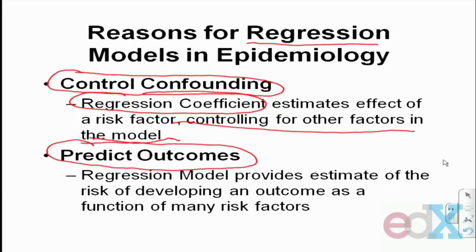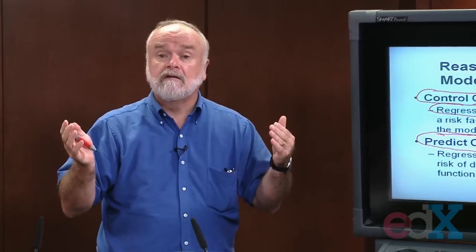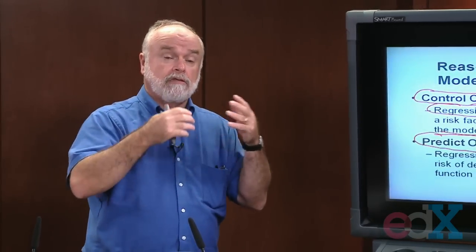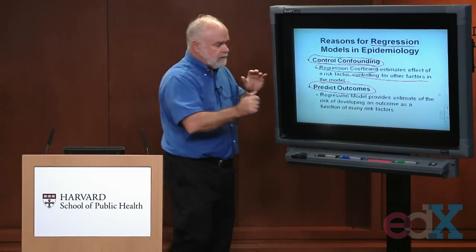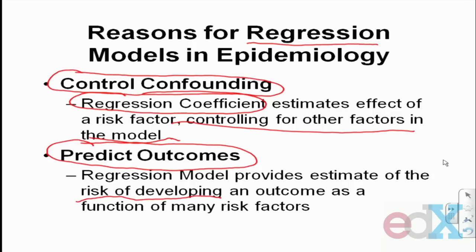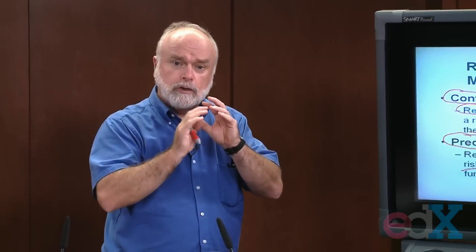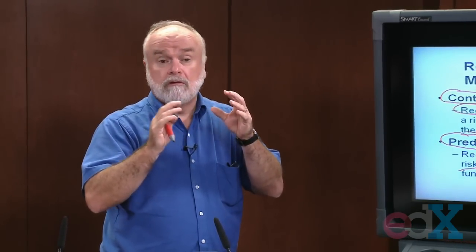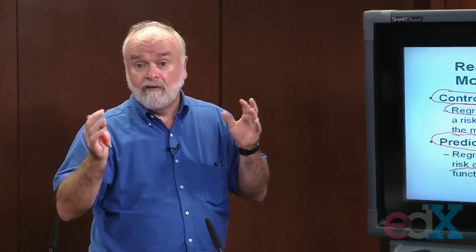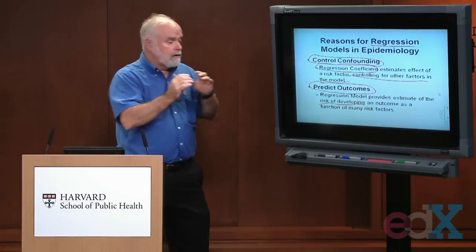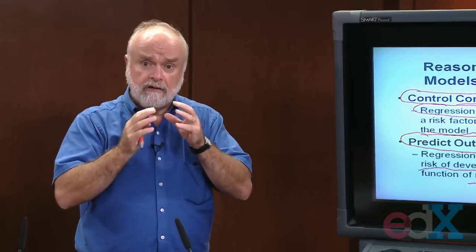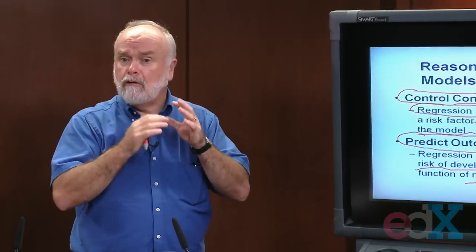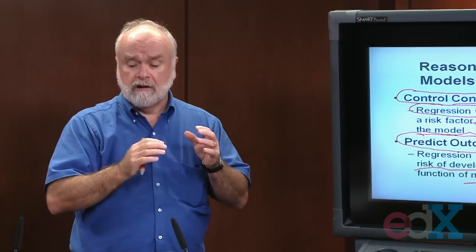We want to predict a person's risk of developing an outcome like coronary heart disease in the next 10 years based on their age, their sex, their smoking status, their cholesterol levels, their blood pressure levels, what have you. So now the purpose is to provide an estimate of the risk of developing an outcome. Not a risk ratio, not an odds ratio, but an individual person's risk. Estimating whether your risk is 20% or 80% or 90% of developing some outcome, basing that risk estimate on many risk factors, combining them into a regression model. So the output of this regression model is not going to be a risk ratio or an odds ratio, it's going to be a predicted risk.